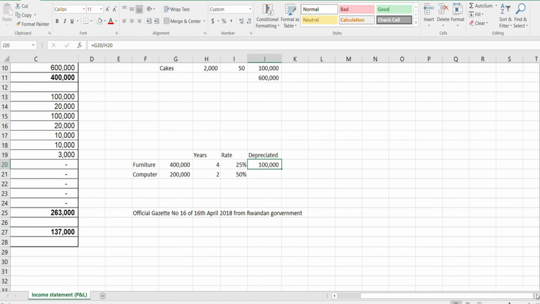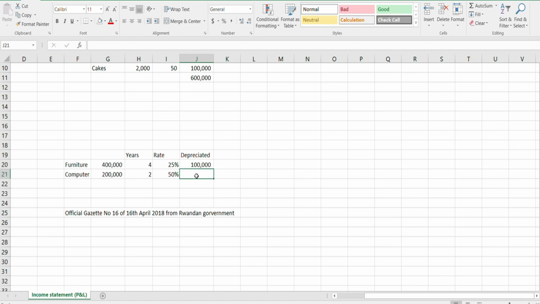By this exercise, of course, for the computer as well, it's 200,000 divided by 2 because it has a duration of 2 years. Those are values that are deducted every year. The remaining value after a year, as I mentioned earlier, is the difference: you take the original cost or value minus the depreciated amount. This is the remaining value after 1 year per this law. When you check this law, you may find more.